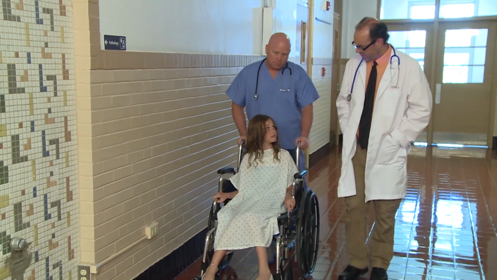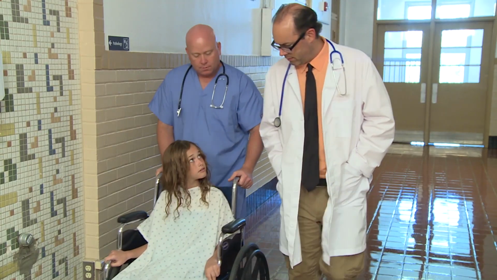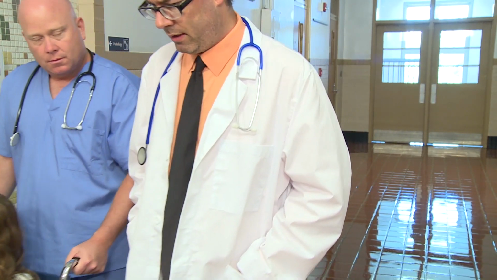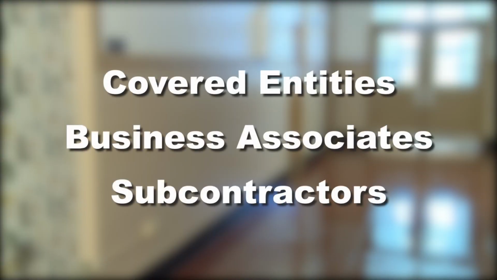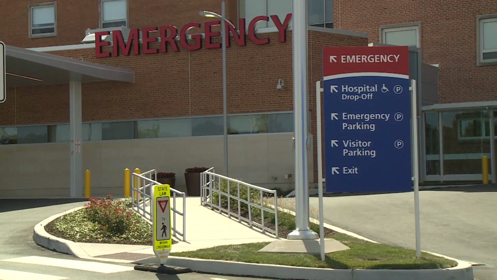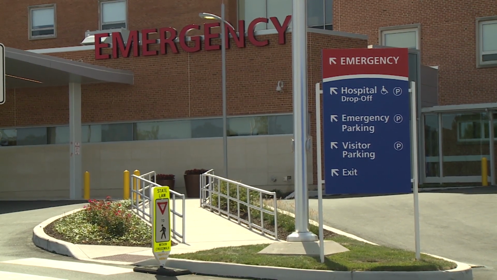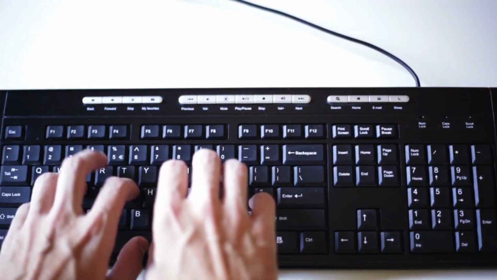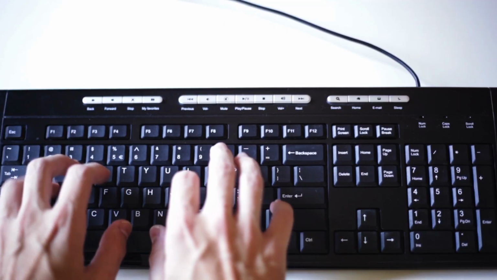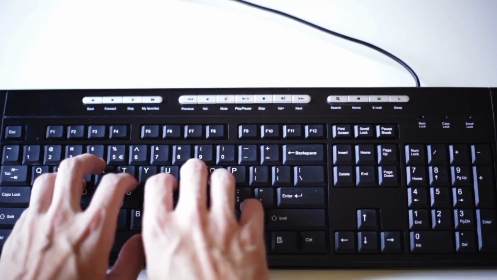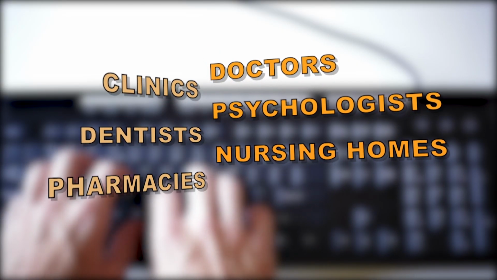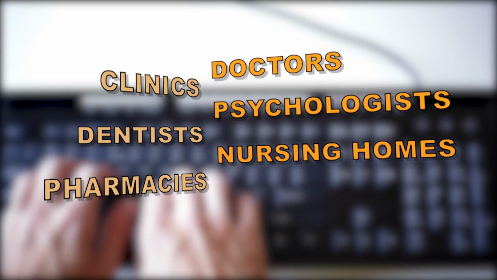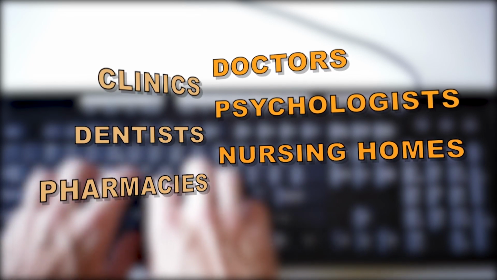HIPAA groups the organizations and people that are responsible for protecting health information into 3 categories: covered entities, business associates, and subcontractors. A covered entity is a healthcare provider that electronically transmits health information in connection with certain types of administrative and financial transactions. Doctors, clinics, psychologists, dentists, nursing homes, and pharmacies can all be covered entities.